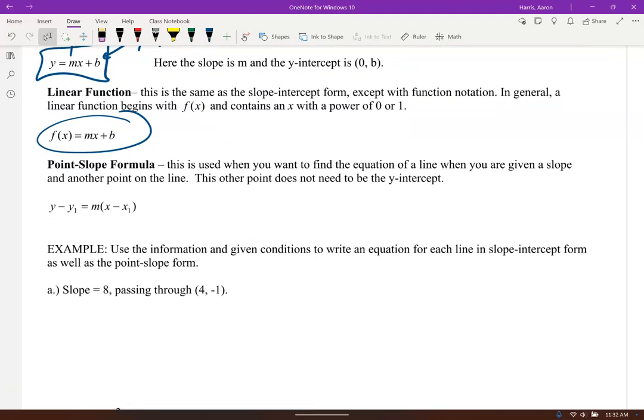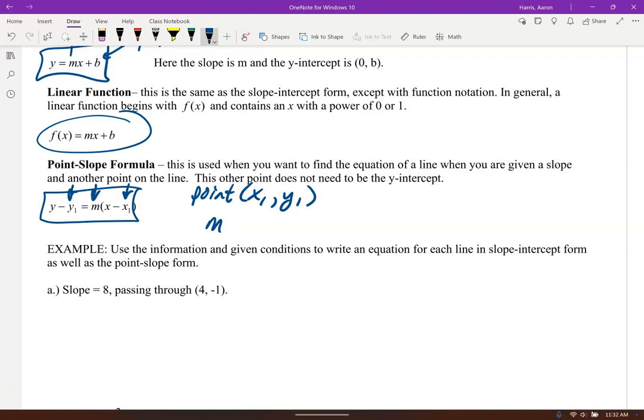Another formula is the point slope formula. This is handy when you have a point on the line and you have a slope m. You plug in x1, y1, and m, and you have an equation for your line.